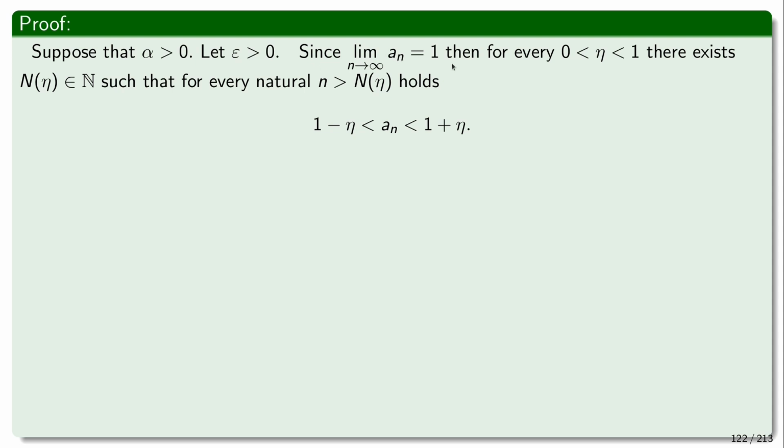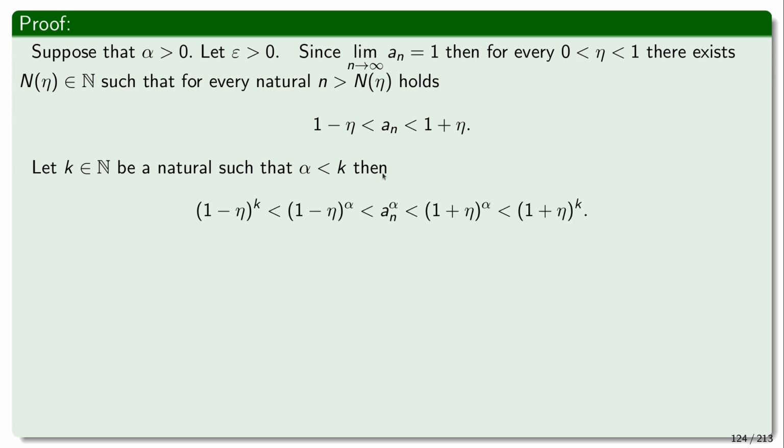So now, since a_n converges to 1, then for every eta strictly bigger than 0 and strictly smaller than 1, there exists a natural number N of eta such that for every natural number n greater than N of eta, this holds. Basically, this is restating the statement according to the definition that a_n converges to 1. Now, remember, we need to estimate a_n to the power of alpha. Now we're going to use properties of real exponents that we've proved. And let k be any natural number that is greater than alpha.